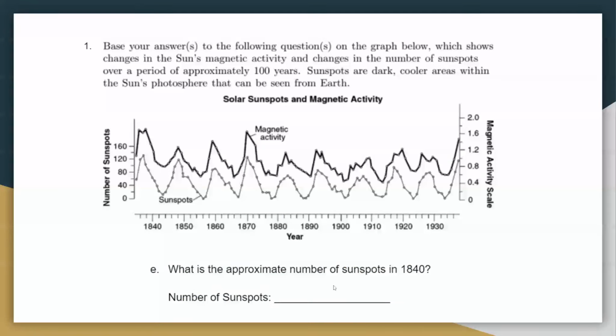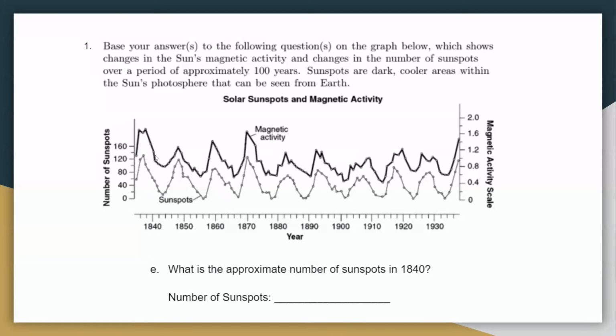So, E, what is the approximate number of sunspots in 1840? For 1840, I should look at the year scale, my x-axis, and 1840 is right here. To find the number of sunspots, I go upwards and I stop at the sunspots line that's labeled the sunspot line.